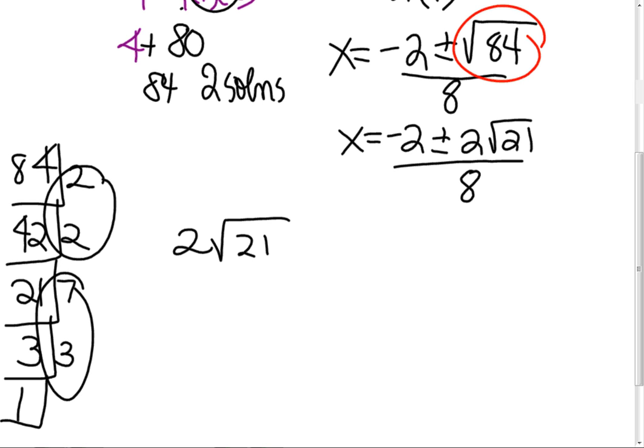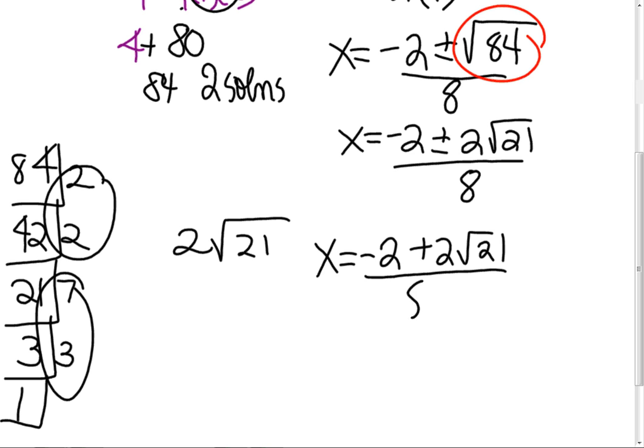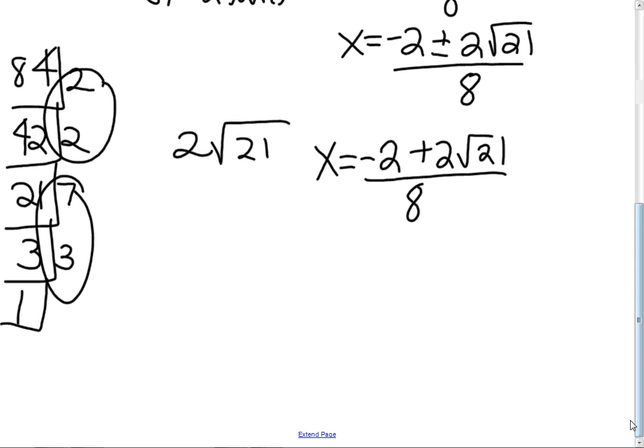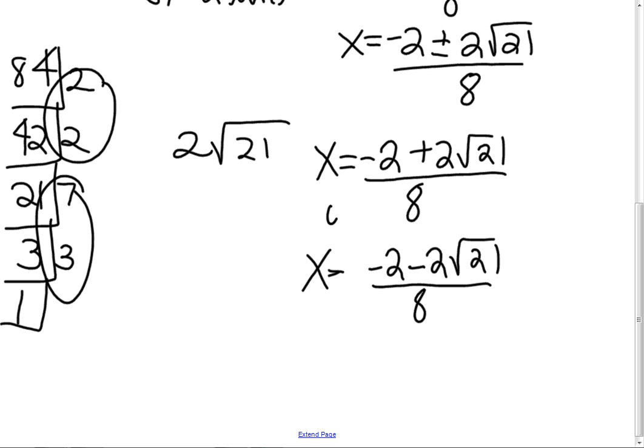Now, what does this plus or minus mean, Cole? It means this: negative 2 plus 2 times the square root of 21 all over 8. It's a short way of writing this because we're lazy. Or I could have negative 2 minus 2 times the square root of 21 all over 8. The plus or minus is a short way of writing that. There's my 2 answers. We said we would get 2. They're not nice numbers, are they?